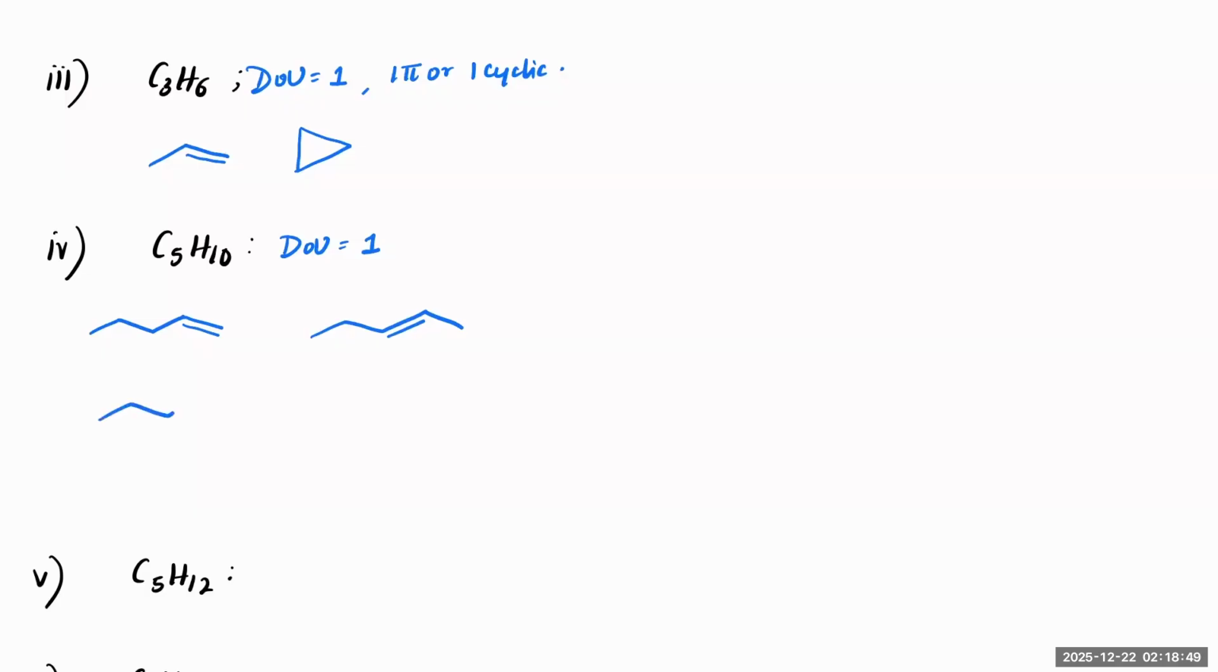Then repeat this by using a chain of 4 carbons this time, 1, 2, 3, 4, with a branch here. Then keep pushing the double bond to various locations. One is here like this, one is here like this, and one is here like this.